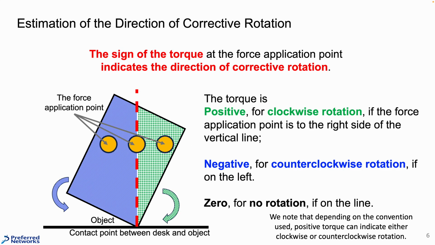The sign of the torque at the force application point indicates the direction of corrective rotation. The torque is positive, indicating clockwise rotation, if the force application point is to the right side of the vertical line, and negative for counterclockwise rotation if on the left. If the torque is zero, the force application point is on the line, indicating that the object does not rotate.